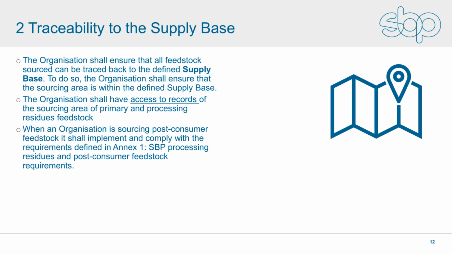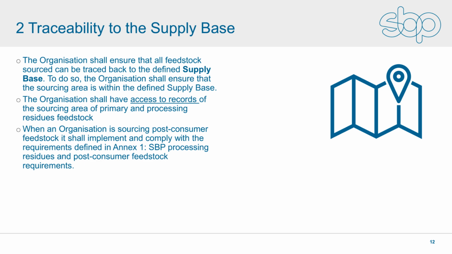The third requirement is specific to post-consumer feedstock. When the organization sources post-consumer material, it must implement and comply with the requirements in Annex 1, SBP's processing residues and post-consumer feedstock requirements. We will cover Annex 1 in detail at the end of this module. The key point here is that post-consumer feedstock does not follow the same traceability route as primary or processing residues. It has its own dedicated framework.